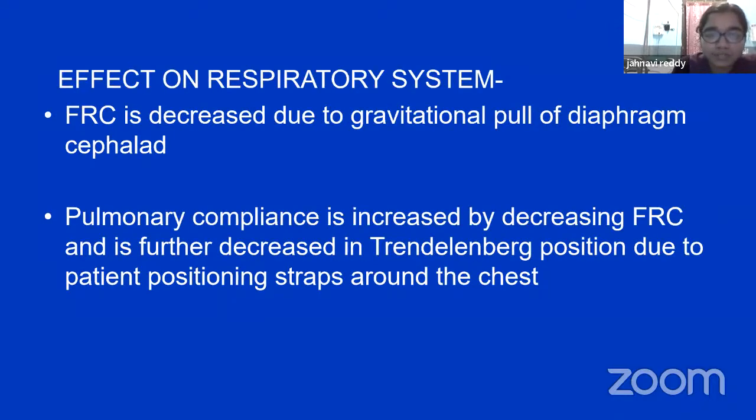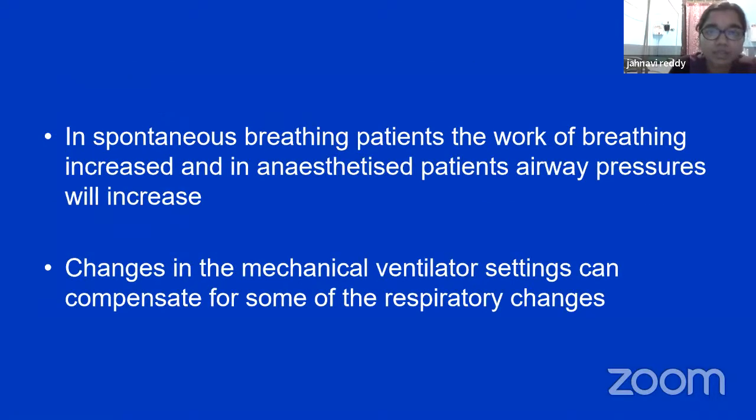And it also affects when the patient is positioned in Trendelenburg position. We make the patient not slip from the table, and we put patient positioning straps around the chest. So it will also lead to reducing the pulmonary functional residual capacity and decrease in the pulmonary compliance. In spontaneous breathing patients, the work of breathing is increased when placed in Trendelenburg position, but in anesthetized patients, they can't. The ventilator will be delivering the breaths, so airway pressure will increase. And changes in the mechanical ventilator settings can compensate for some respiratory changes, but we can't compensate for the whole thing.